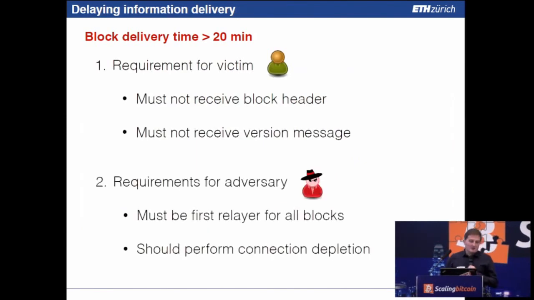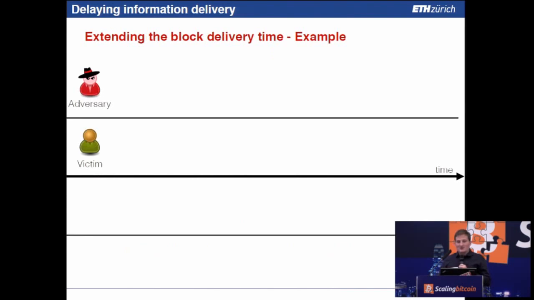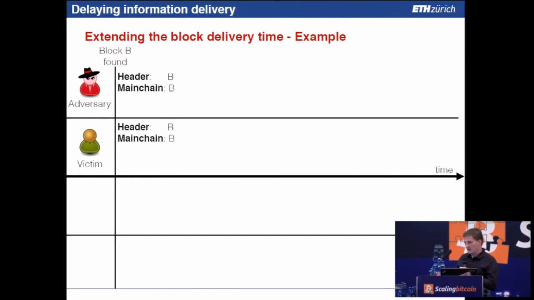Okay, and the requirements for the adversary are as before: we still need to be the first one that relays the hash, and we should perform the connection depletion in order to delay blocks for longer than 20 minutes. So just to go a bit more into detail, this is a walkthrough of a particular example. Let's say we have an adversary and we have a victim here. At a given point in time, we find a block B. The adversary chooses to not attack. Both peers sync the header first, then sync the blockchain. So they're both at block B.